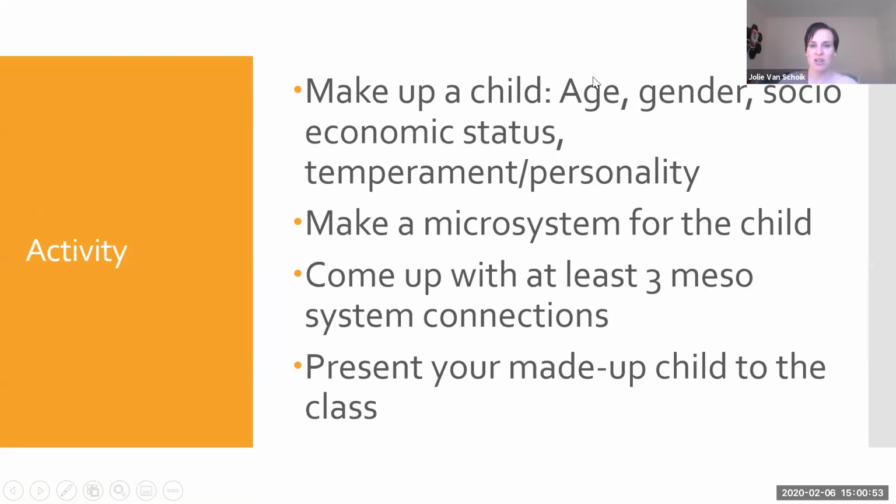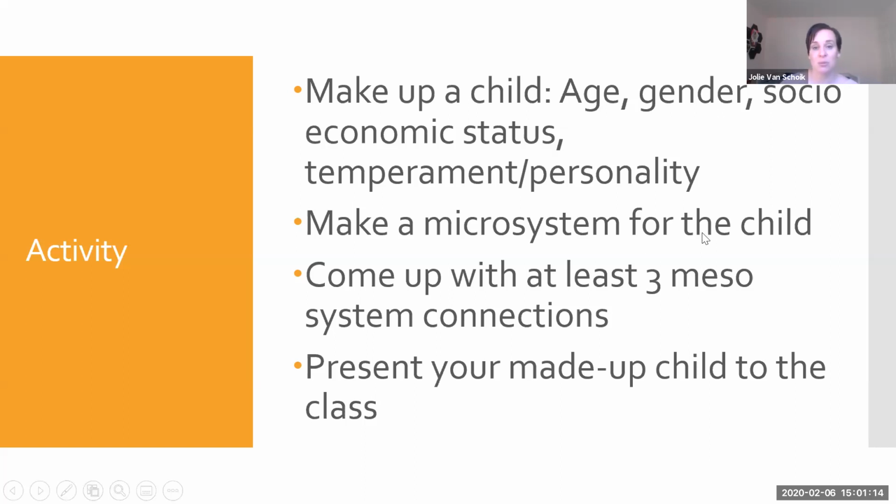So if we were talking about her, we would talk about her age, her gender, her socioeconomic status, which is probably rich, her temperament and personality. She probably has very trusting relationships. She seems to be very close with her mother in particular and her brother. Her temperament is most likely feisty. She seems to have a big, outgoing, intense personality.